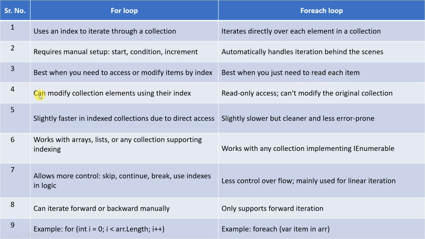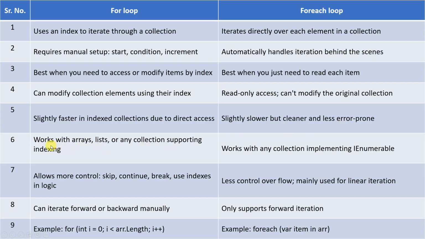The next difference is, for loop can modify the collection elements using their index, whereas in case of the foreach loop, it has read-only access and can't modify the original collection. In case of the for loop, it is slightly faster in indexed collection due to direct access, whereas foreach loop is slightly slower but cleaner and less error prone.